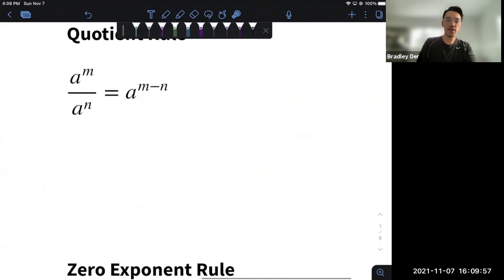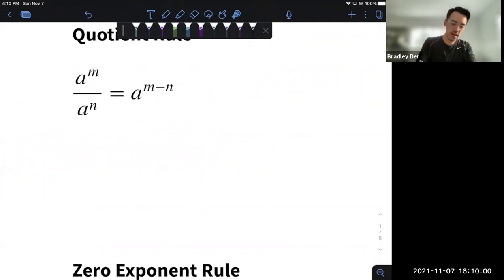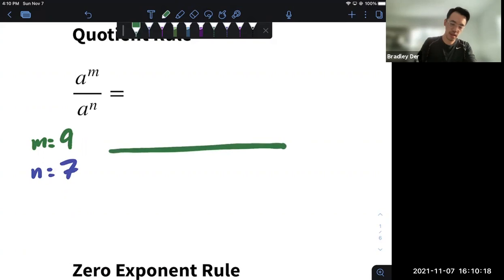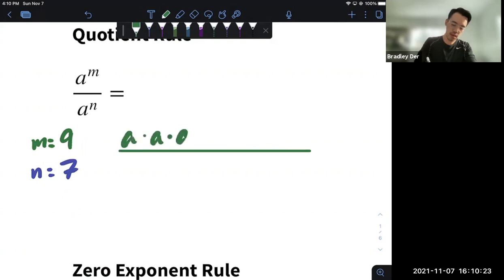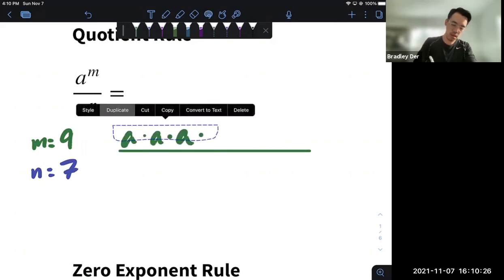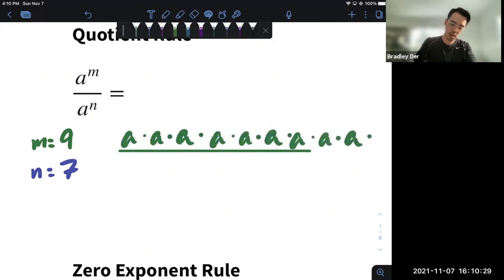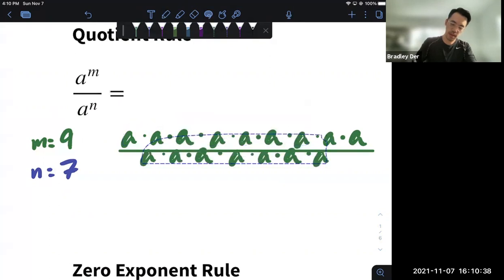We can use this for something similar over here. If we have a to the m over a to the n, this time let's say m is equal to 9 and n is equal to 7. So a to the 9th would be 9 a's multiplied together, and a to the 7th would be 7 a's multiplied together.